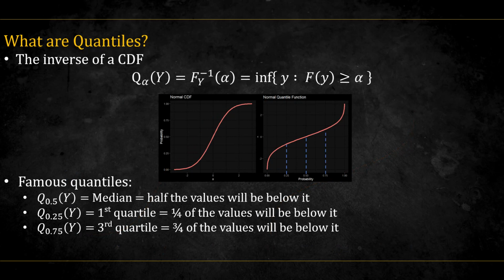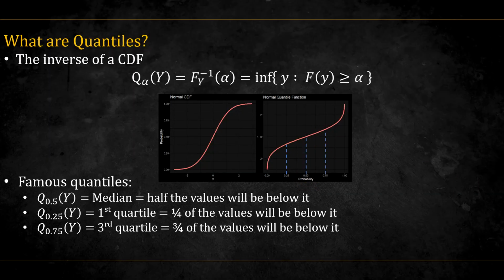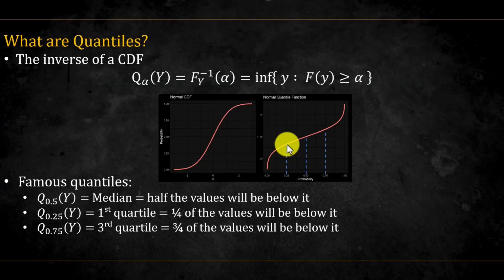Some famous quantiles include the median, the value which half of the other values will be below it, the center dashed line here, and the quartiles, the first and third quartiles, which are the two lines next to it.